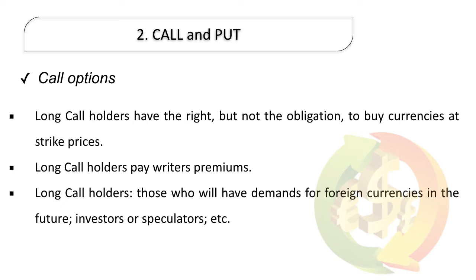the right. If the holder exercises the right, he will receive the amount of foreign currency as agreed in the contract from the writer after paying at the strike price. If the holder does not exercise the right, he will lose the premium. That is the only cost he has to pay in this case.